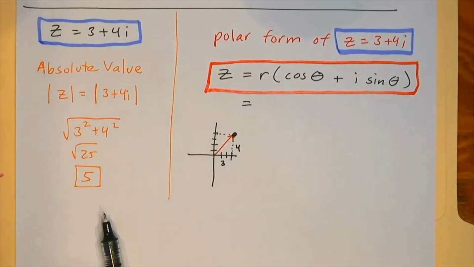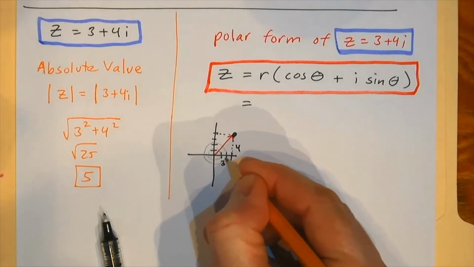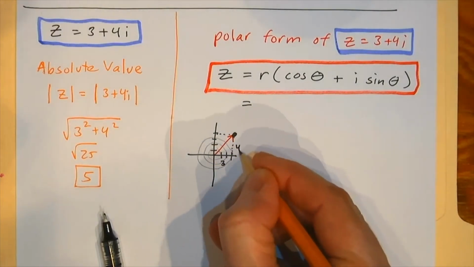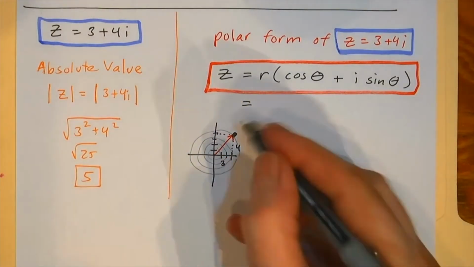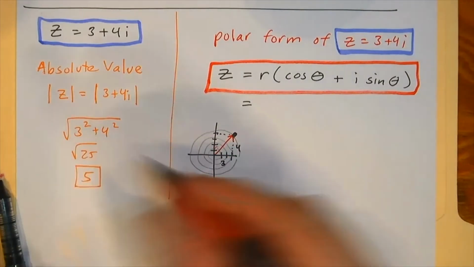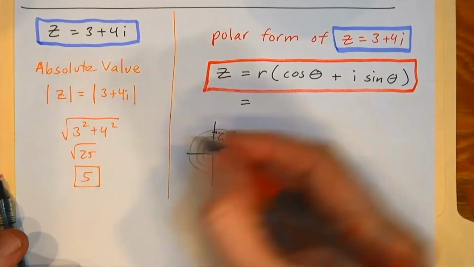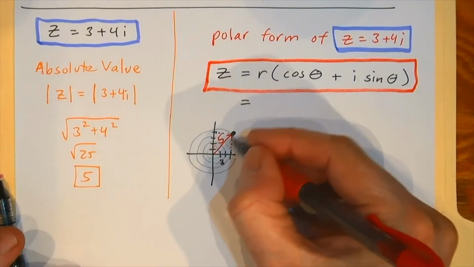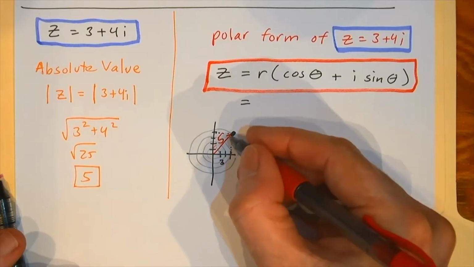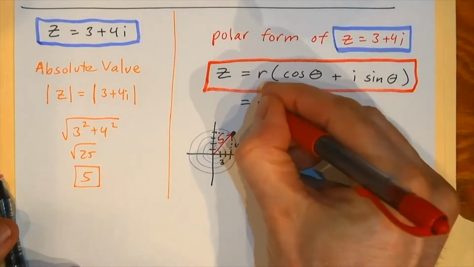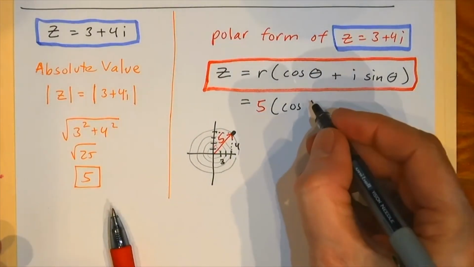In other words, we're trying to imagine that we had polar graph paper on here like this. See, like polar graph paper. So what was the radius? We already did it over here. We're just going to use that 5 again. So find the radius, which is just the absolute value, which is just the same as this distance. It's all the same. So the hypotenuse, the radius, or the absolute value are all 5. So you're going to put 5, and then you're going to write cosine of theta.